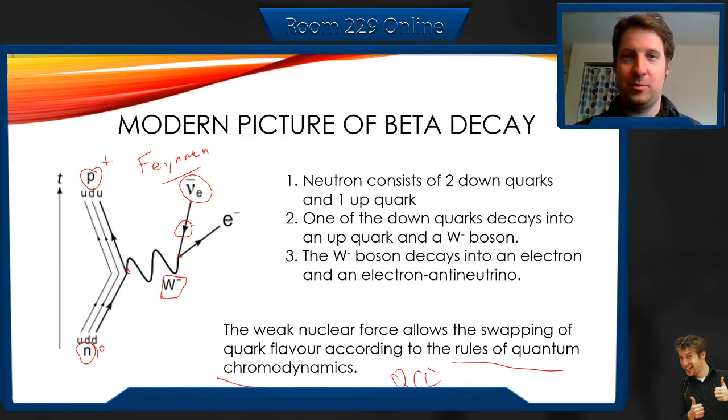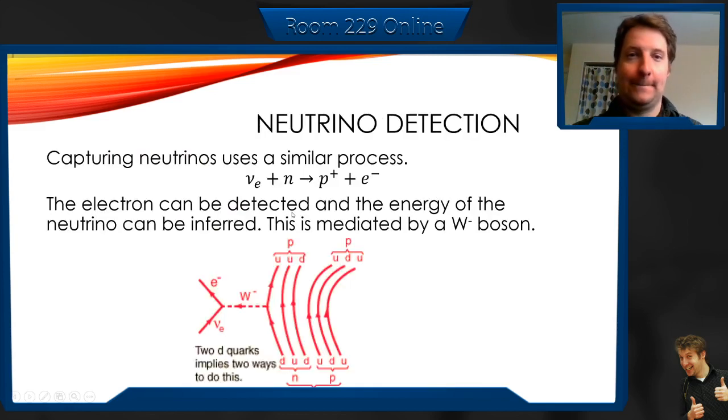And so this is the modern viewpoint of beta decay. This is a neutron decaying into a proton, giving off two extra things, one being an antineutrino, and the other one being an electron. So the question becomes, how do we detect these neutrinos?